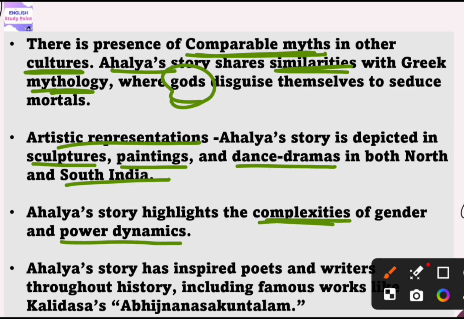So this particular thing portrays the strength and agency of women in resisting temptation and also the consequences they face if they succumb to it. So that is also presented in the story of Ahilya.